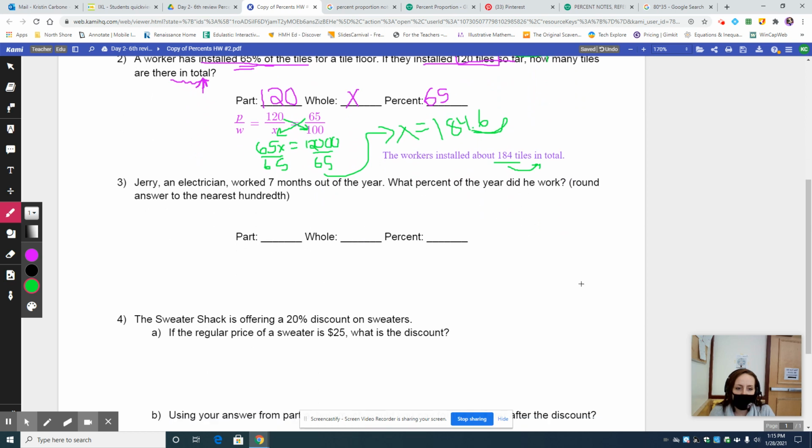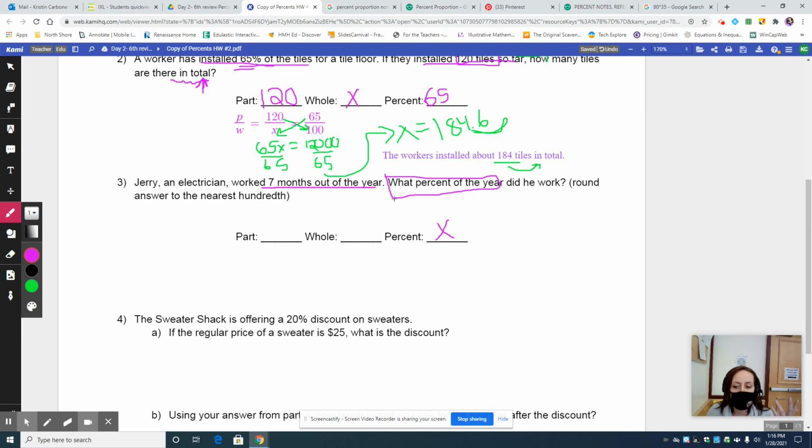All right. Number 3. Jerry, an electrician, worked 7 months out of the year. What percent of the year did he work? So for this one, it's asking for the percent. So whatever it's asking for, you know right away is going to be the x. If it's asking for the percent, it's going to be the x. If it asks you for the total, it's the whole. If it asks you for a part, it's the part.